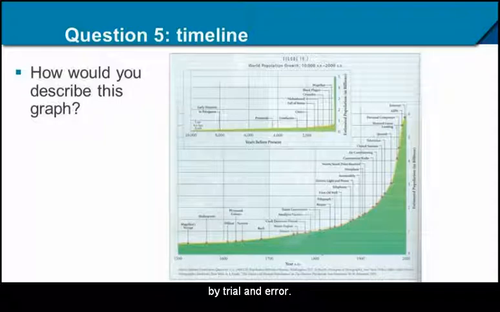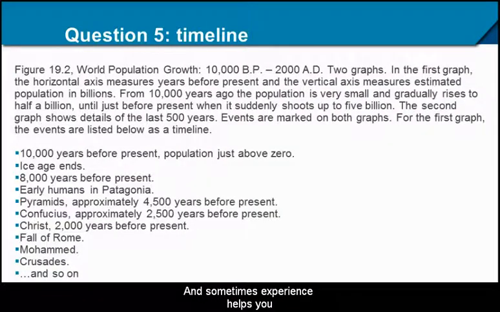And sometimes that's only determined by trial and error. Many times, I'll be frank, I have created either a data table or a list and then discovered this is the wrong approach, and that, in fact, you have to use the other approach to create a more straightforward description. Sometimes experience helps you skip that trial and error, but not always. So here we have figure 19.2, world population growth, 10,000 BP to 2000 AD. There are two graphs. Here's the summary for the first graph, and you have a similar one for the second; we have them both in this paragraph.